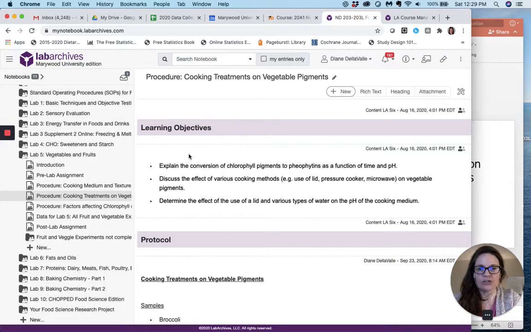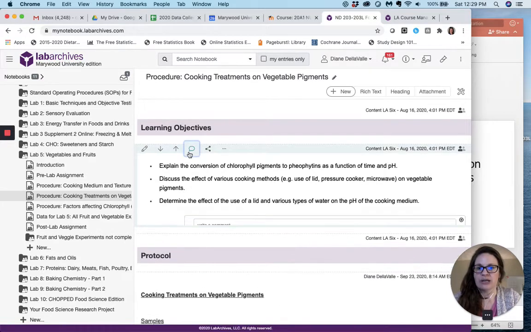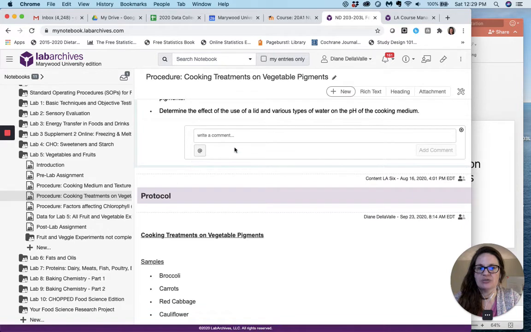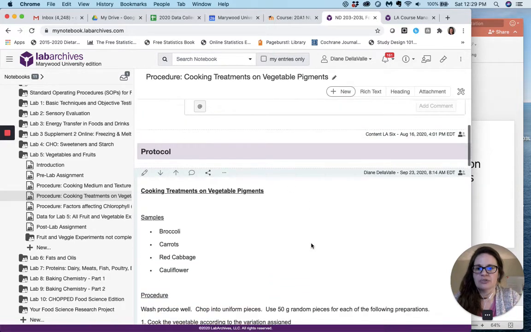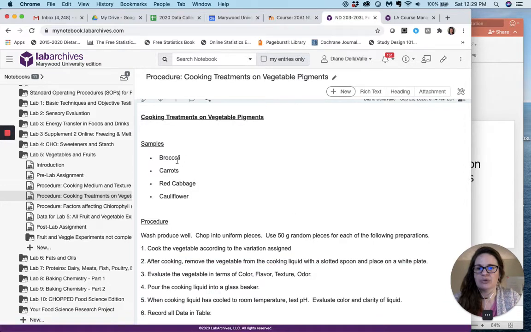So I'm just going to walk you through the procedure. I want everybody to read the procedure here. This is the protocol. Again, we're using broccoli, red cabbage, and cauliflower for these experiments, and your group will be assigned one of those because there's a lot of data to enter this week. But it's very helpful. I want everybody to be able to look at everything. And carrots are being done in another lab, so we're not going to be using carrots.